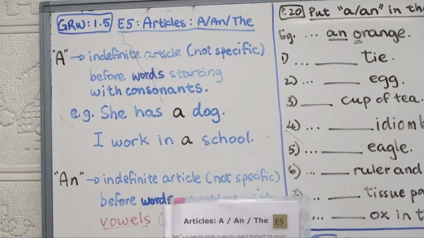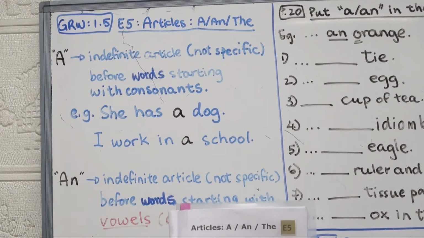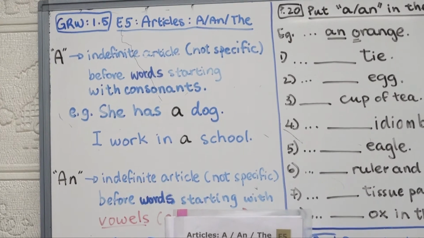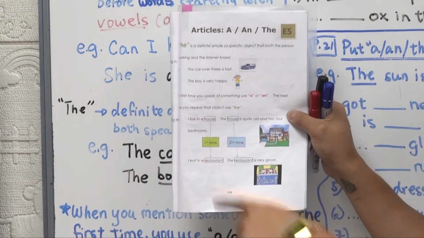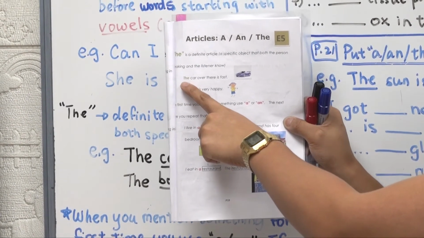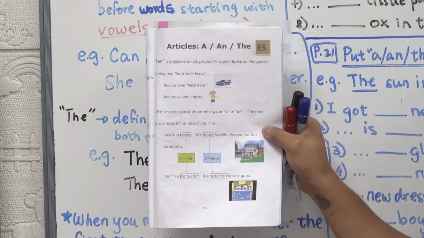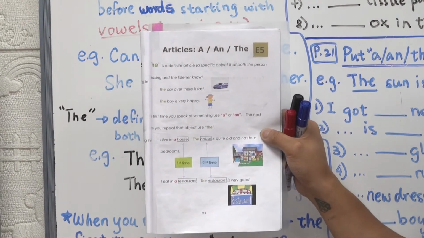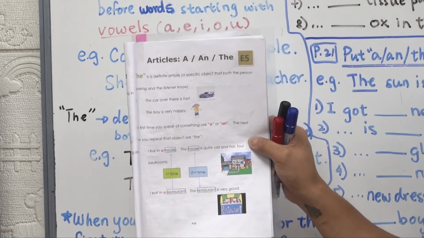Page 19, where we have the definite article the. The definite article the. 1, 2, 3. The is a definite article, a specific object that both the person speaking and the listener know, alright? The example they've given us is, the car over there is fast, or the boy is very happy. So we have a reference. We know which car we're talking about, and we know which boy we're talking about.